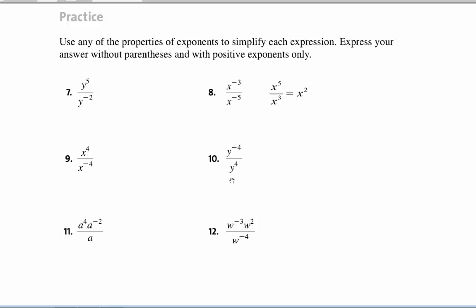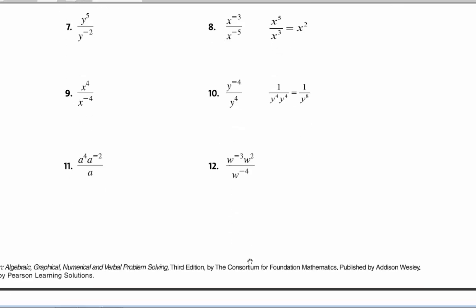If I look at number 10, the y to the positive 4 in the denominator stays where it is. And we simply bring the y to the negative 4 down. So here's my y to the 4, and then I bring the y to the negative 4 down and make it positive. Then we use the multiplication property, where we have the same base. We add the exponents to get positive 8. So we're left with 1 over y to the positive 8. Let's take a look at number 12.